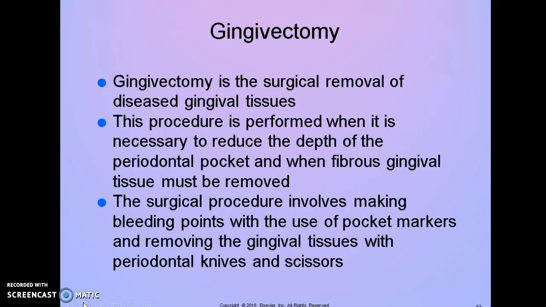A gingivectomy is the surgical removal of diseased gingival tissues. This procedure is performed when it is necessary to reduce the depth of perio pockets and when fibrous gingival tissues must be removed. The surgical procedure involves making bleeding points with the use of those pocket markers and also removing the gingival tissue with periodontal knives such as the Kirkland knife and Orban knife and with scissors.